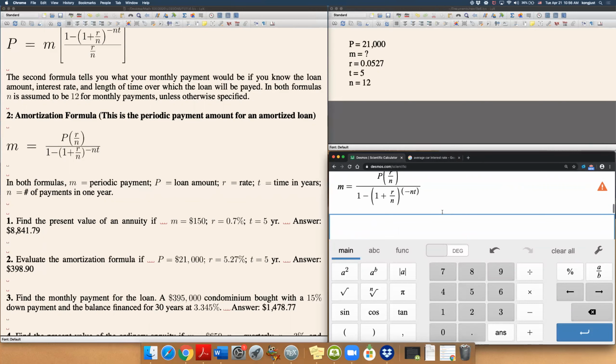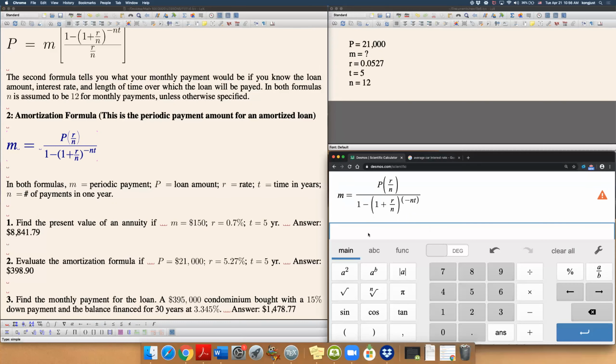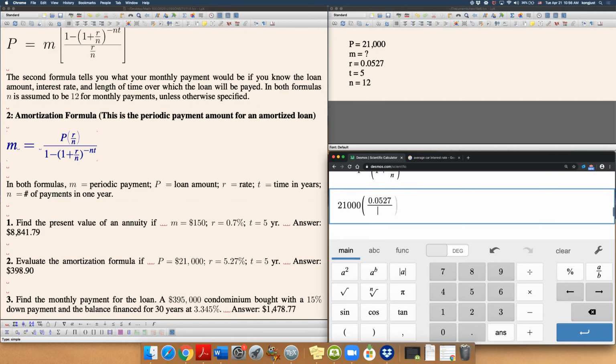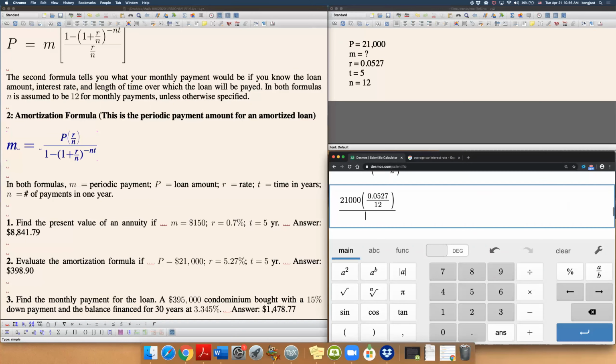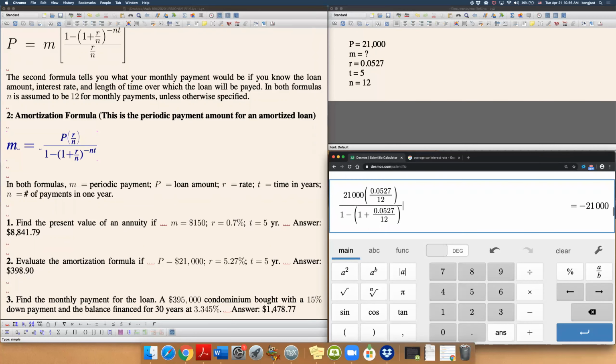All right, I already filled out all the information here. P is 21,000. M is the thing I don't know. That's why I know I need to use this formula to solve for M, right? So I'll just plug in the values. 21,000 times 0.0527 divided by 12, and divided by 1 minus 1 plus 0.0527 divided by 12, to the exponent negative n, which is 12, times t, which is 5. And you should get 398 to the nearest cent, 90 cents. So 398.90.